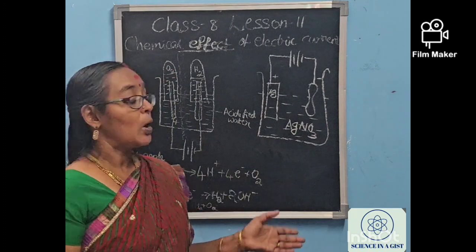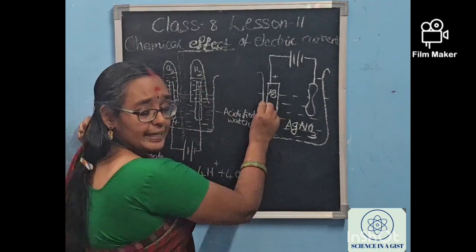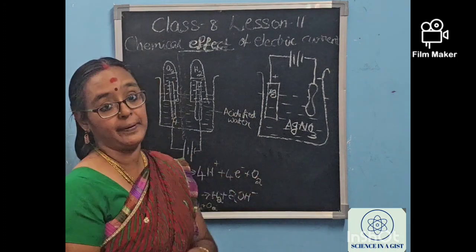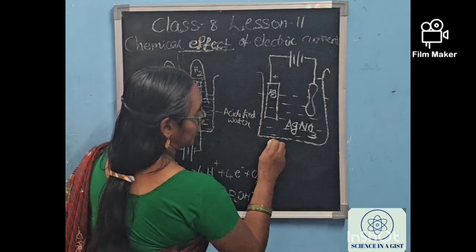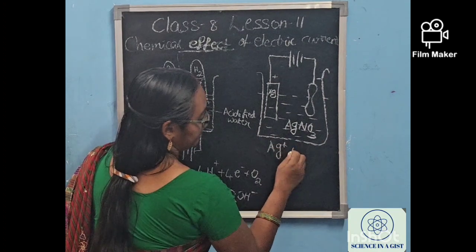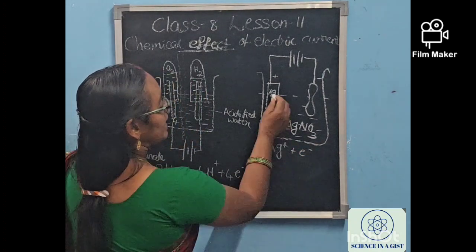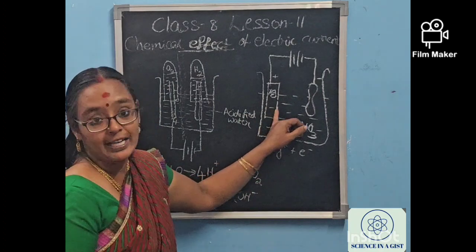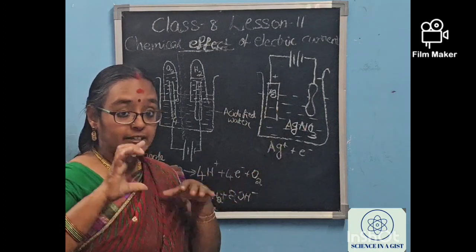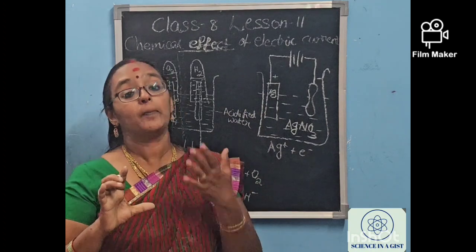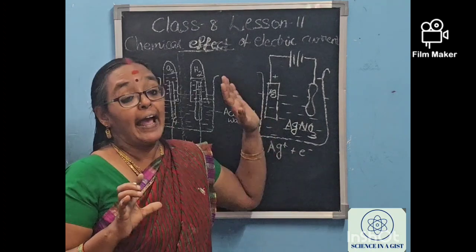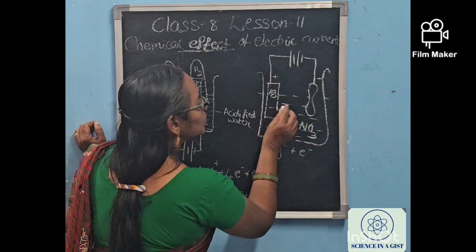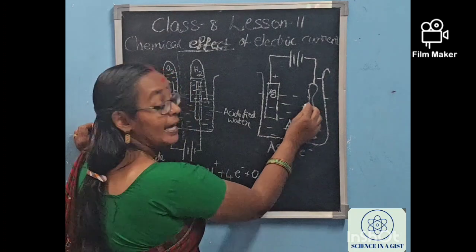So what happens when electricity starts to flow? We know that in anode always what happens? Oxidation happens. So silver gets split into Ag plus and an electron. So this Ag is split into Ag plus. So it has become a metal ion. If the metal is changing into a metal ion, it will not stay along with the metal again. It will be detached from this metal and moves through this solution and attaches to the cathode.